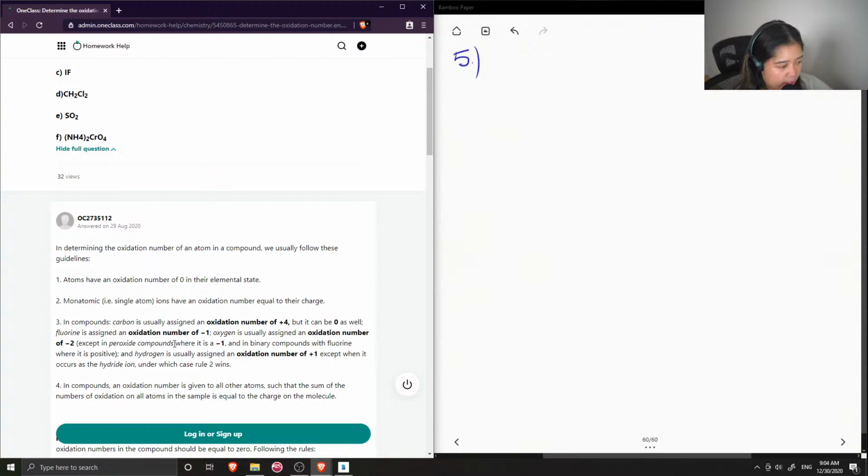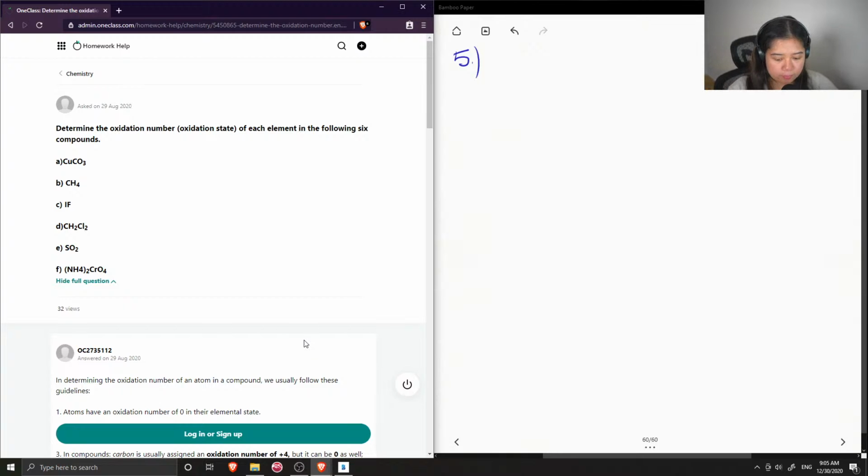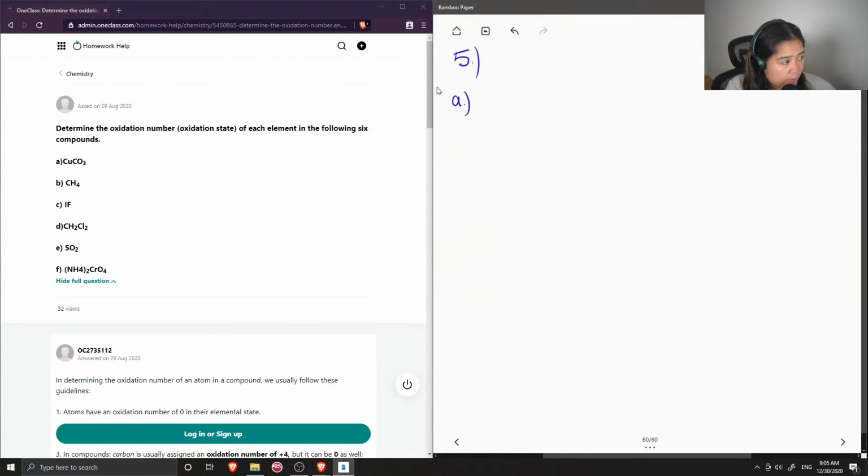And hydrogen is usually assigned an oxidation number of +1, except when it occurs as the hydride ion, in which case rule 2 wins. So in compounds, an oxidation number is given to all other atoms such that the sum of the oxidation numbers on all atoms in the sample is equal to the charge on the molecule. Okay, so now let's put the rules to work.